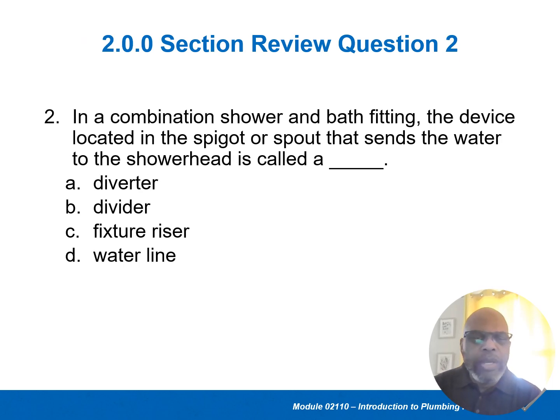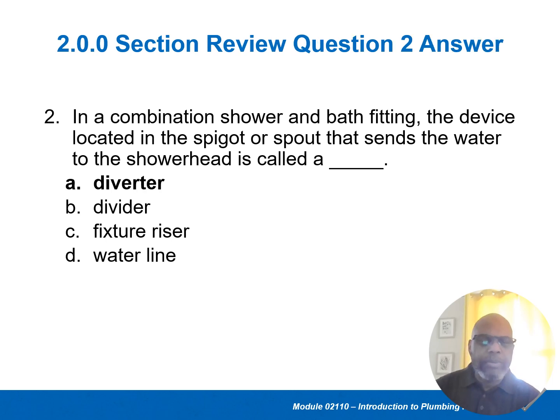In a combination shower and bath fitting, the device located in the spigot or the spout that sends the water to the shower head is called a blank. Is it a diverter, divider, fixture, riser, or water line? And it is the diverter.